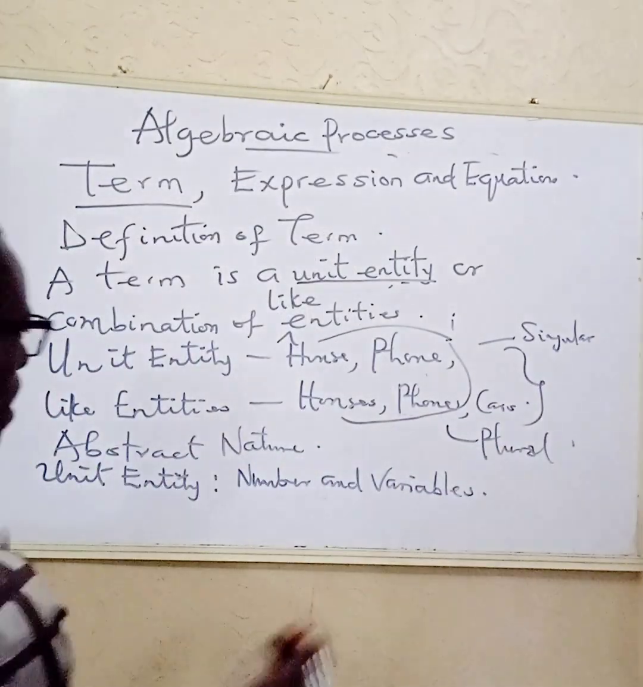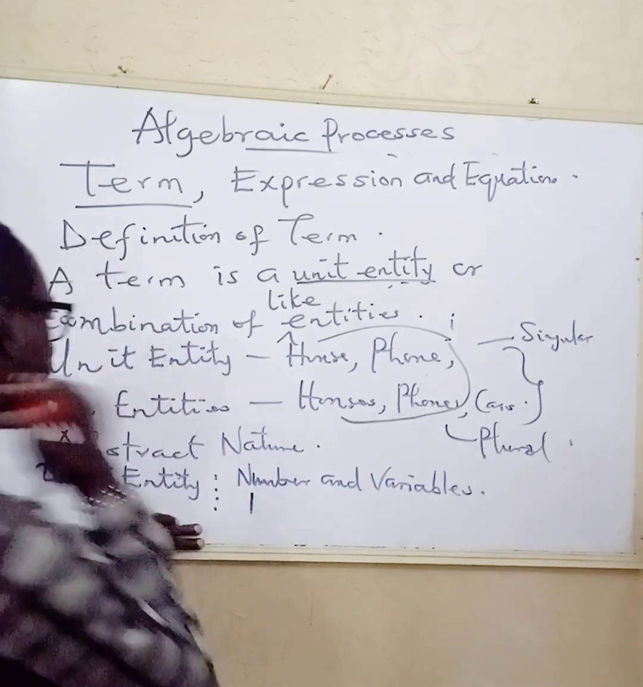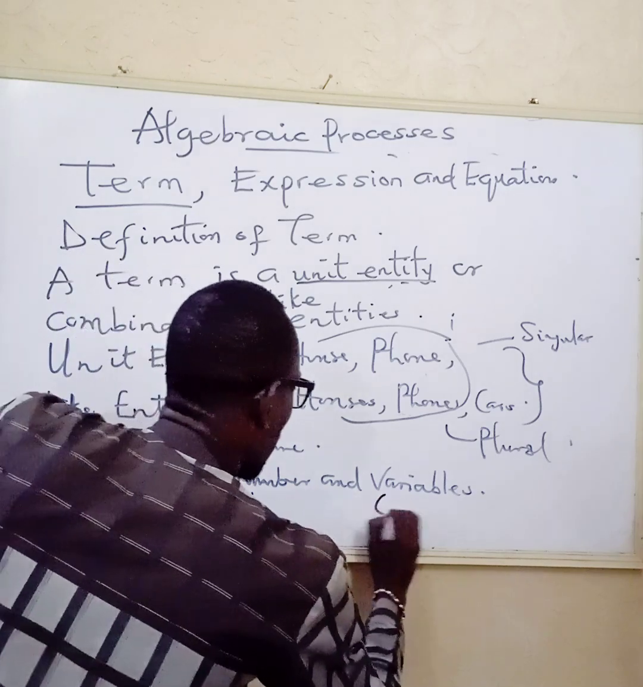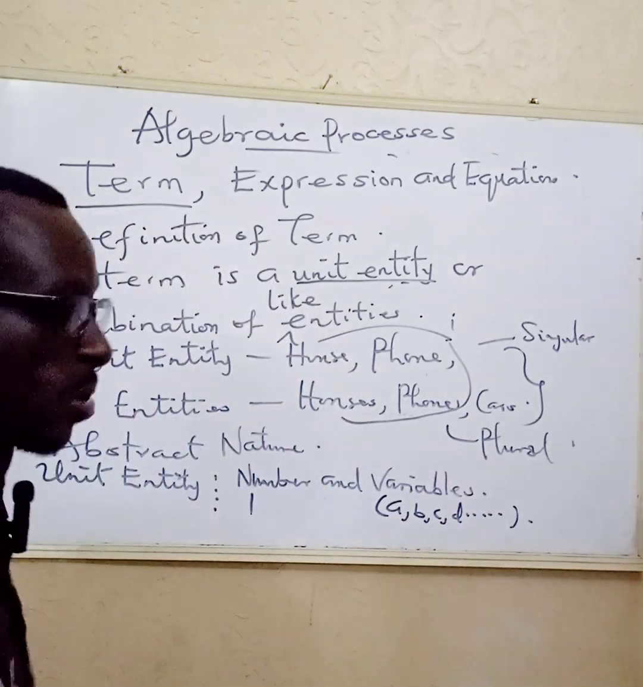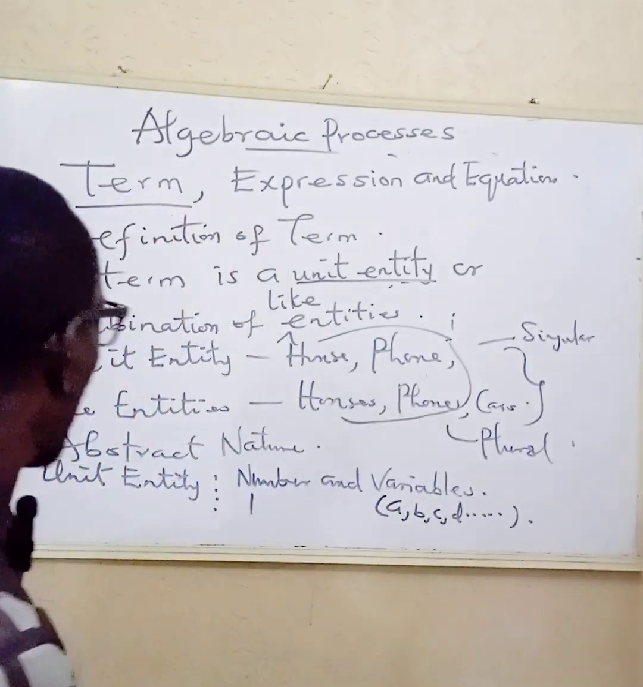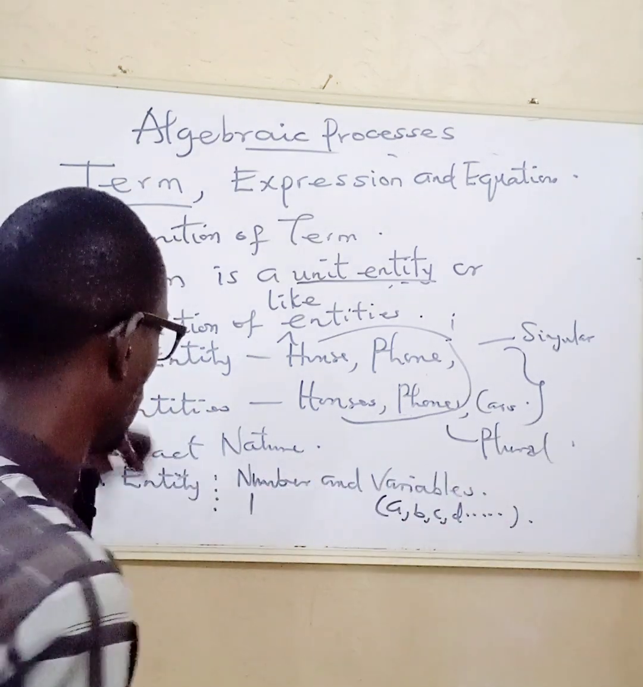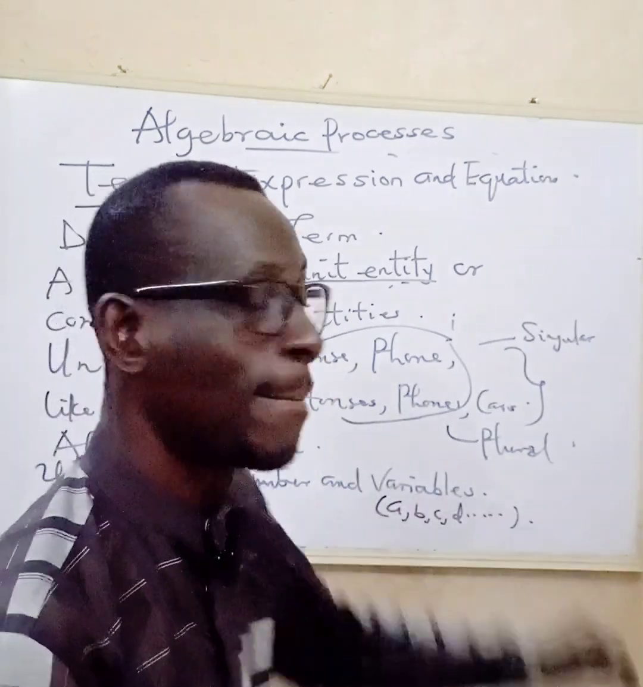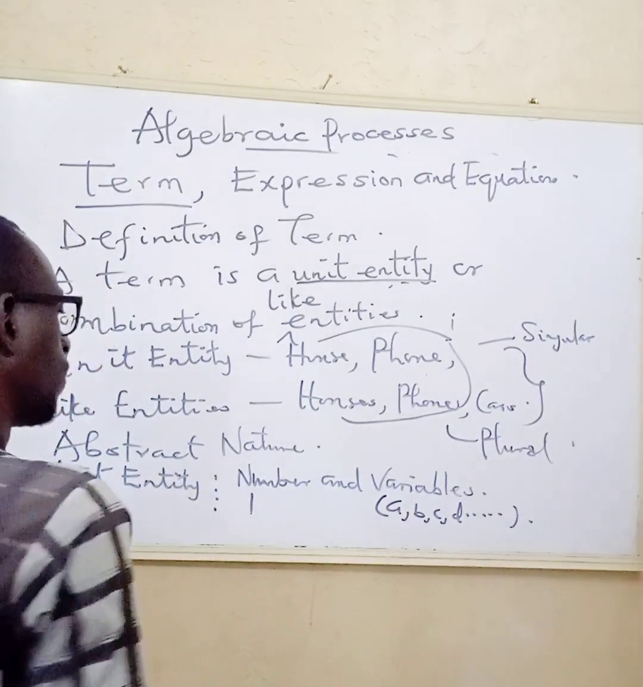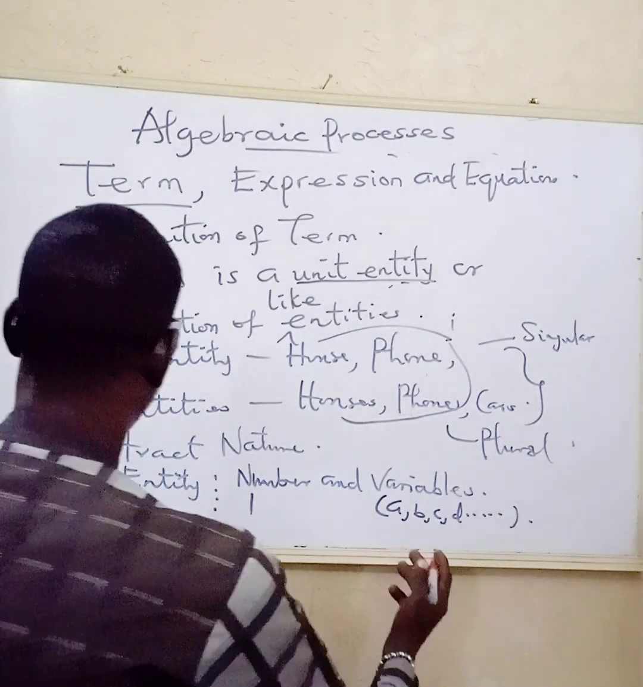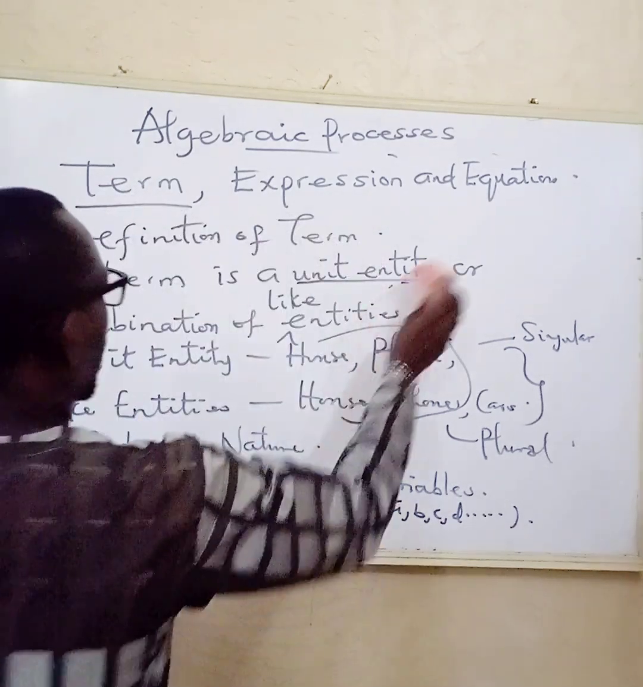And from this, a unit entity being a term is either what? A number. A variable can either be A, B, C, D, up to whatsoever length you want to take it to. And this is just the basic understanding of a term. It is either a number or a variable. And that is that. We go through the combination of like entities.